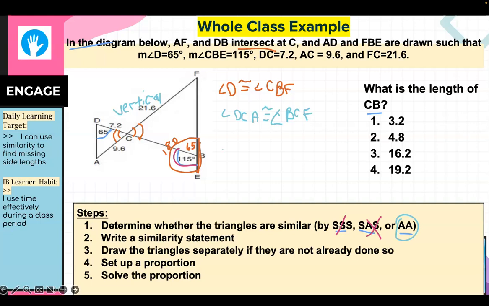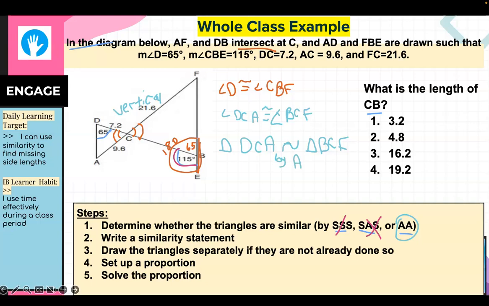So we can write a similarity statement. Imagine that these two triangles are drawn separately, which they are. So triangle DCA is similar, pardon me, this is the similarity symbol, to triangle. Now you have to realize that D matches up with B in the other triangle, so I'm going to write that first. C matches up with itself, so I'm going to write that second. And then we have F. These two triangles are similar by angle, angle.